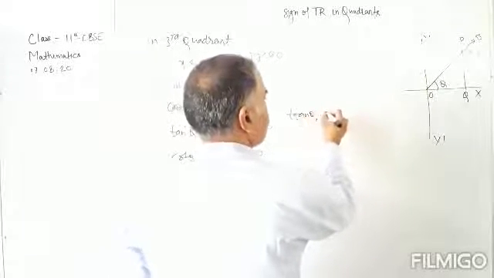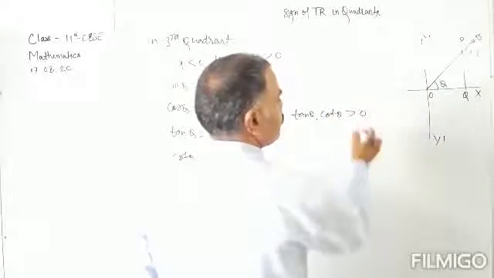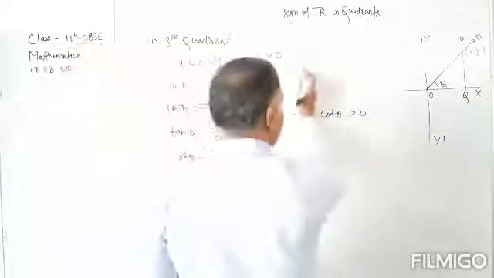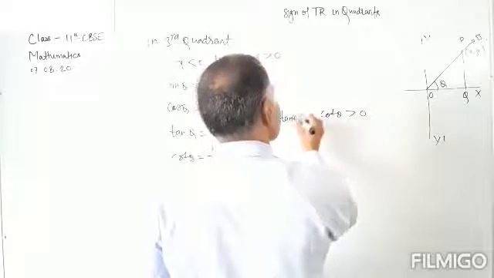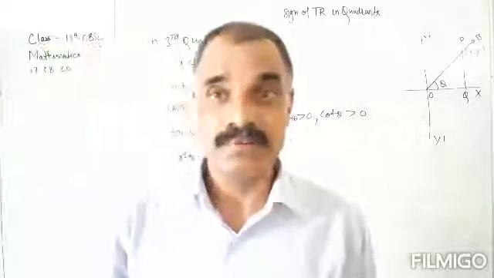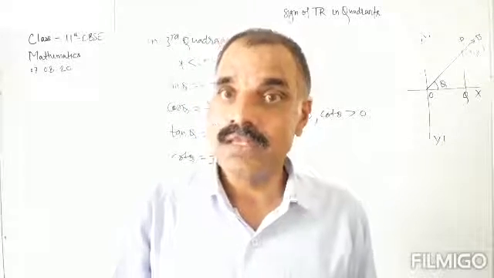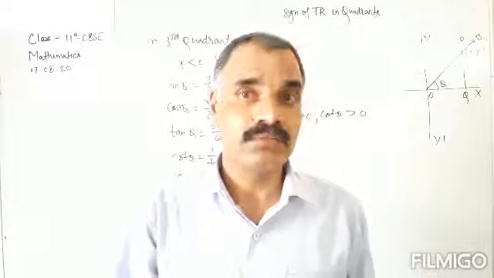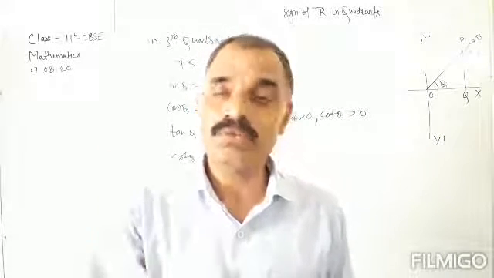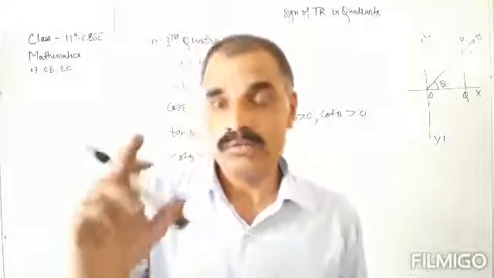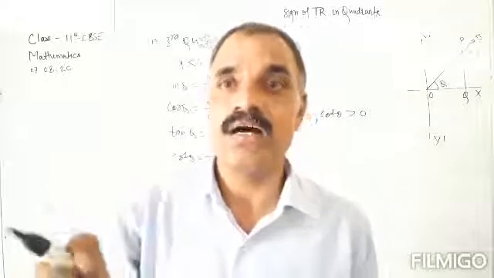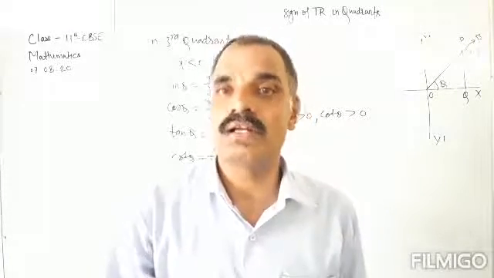Tan theta and cot theta are positive. Tan theta and cot theta are reciprocals of each other. That is why tan theta and its reciprocal cot theta are positive in the third quadrant. So it should be learned that tan theta and cot theta are positive in the third quadrant.